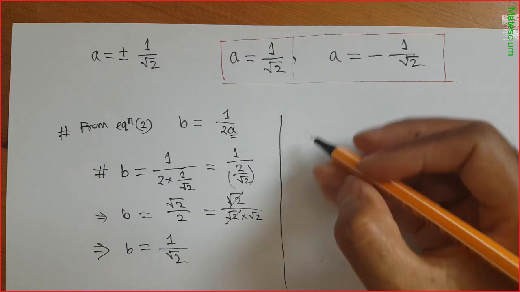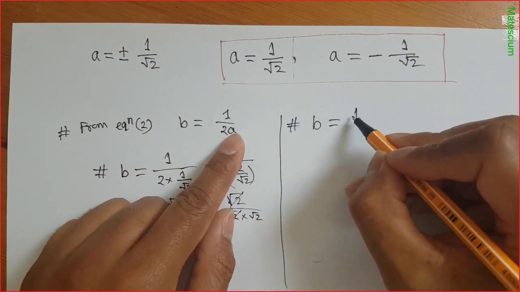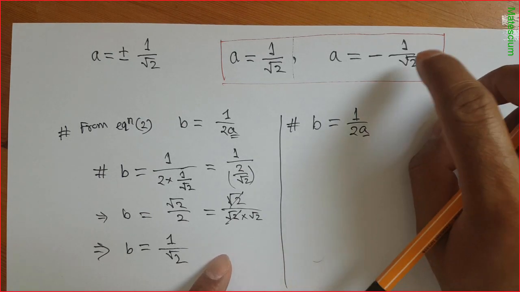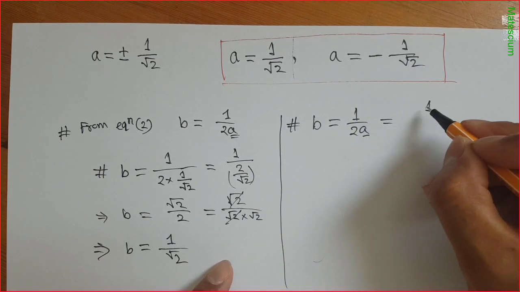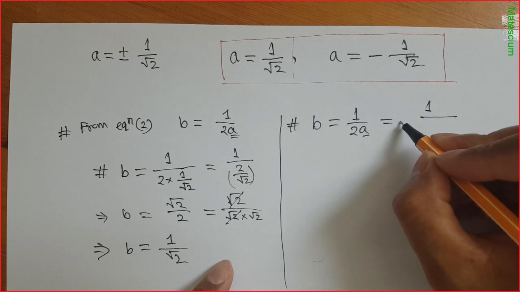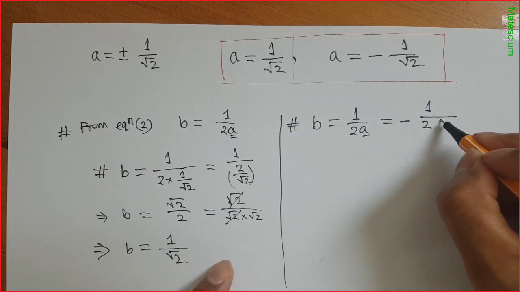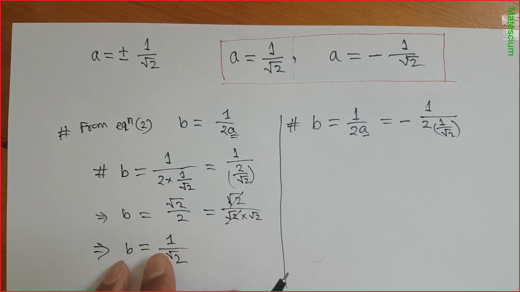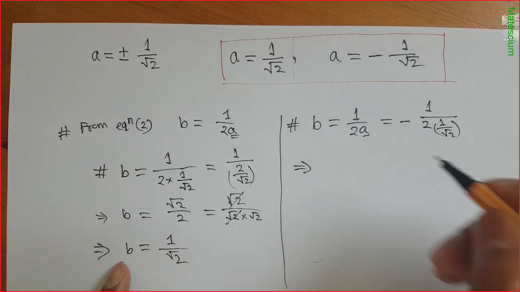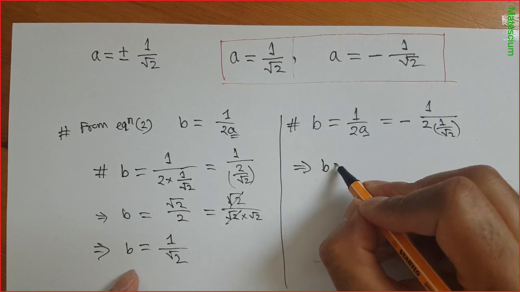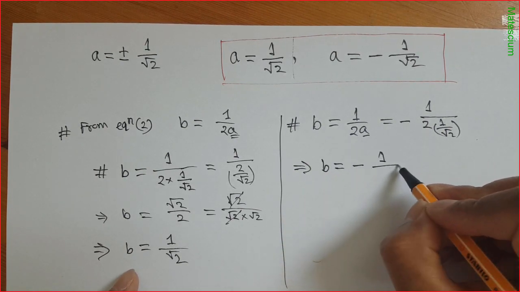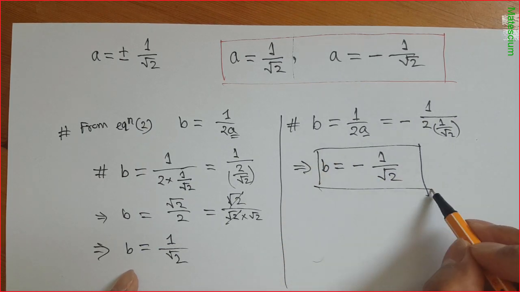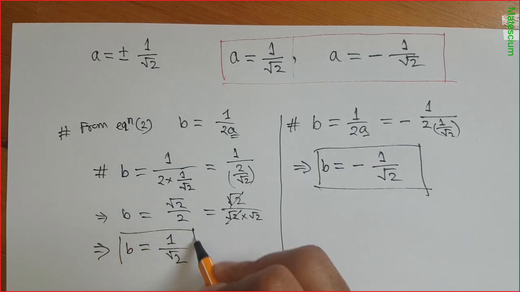On the other hand, b is equal to 1 over 2a. If I replace this value of a by this negative value, in that case 1 over minus 2 times 1 over square root 2. In the same way, I will get the same value, only a negative number. So in that case, I am writing it the simple way: b is equal to minus 1 over square root of 2. Look here, I got two values of b as well. One is a negative value, one is a positive value.